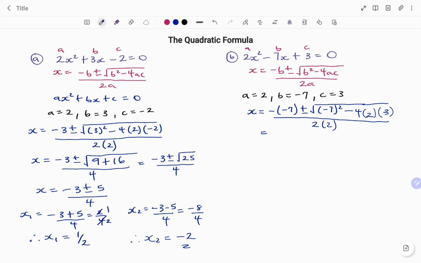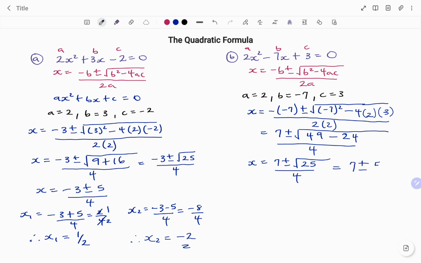Simplifying, I have minus multiplying minus 7, that's positive 7, plus or minus, I think of my roots bar, minus 7 squared, that's 49, minus 4 times 2, that's minus 8 times 3, minus 24, all divided by 4. I'm going to keep simplifying, that's 7 plus or minus 49 minus 24 under the root, that's 25, divided by 4. And if I simplify further, I have 7 plus or minus 5, that's the square root of 25, over 4.